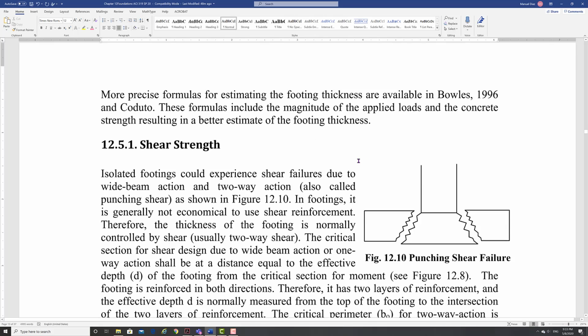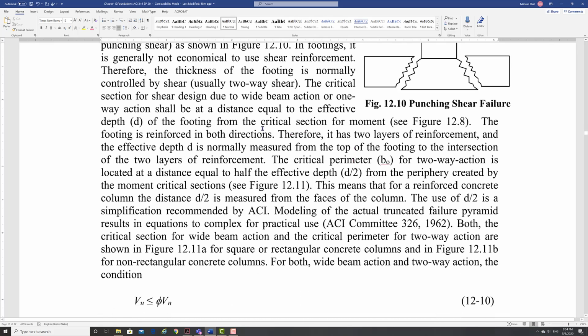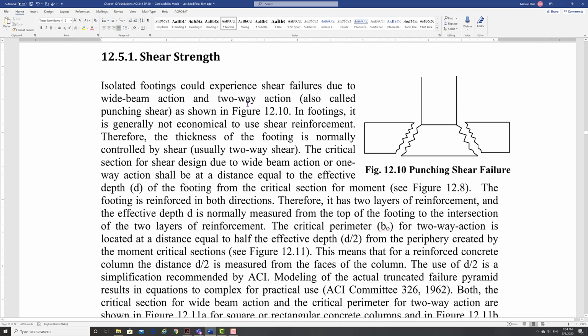Okay. So what is the problem with the shear? The problem with the shear is that now you have this two-way action shear. We haven't seen this before. Okay, and so for that, let me see if I can get that here.